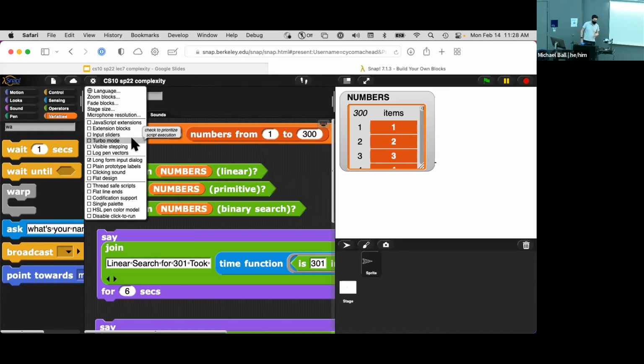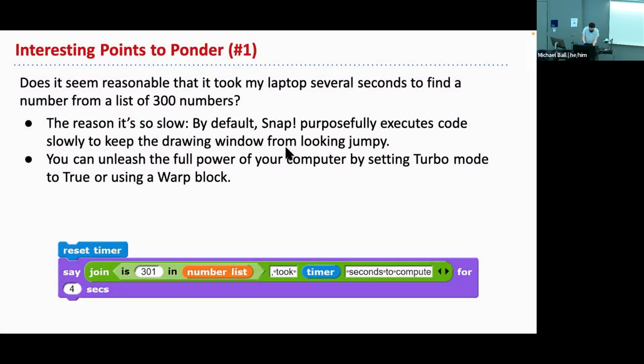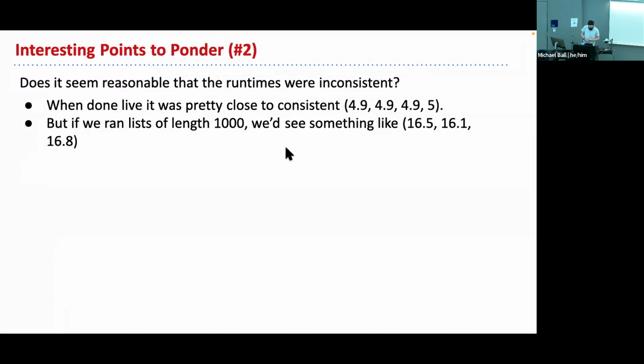And then there's also this option, turbo mode, which also changes how Snap does drawing and can speed up computation a lot. So in your own projects, turbo mode and warping are never going to change whether or not something is correct or incorrect, but they will speed up certain types of operations, especially if you're manipulating numbers and lists and things like that. So we're not using them today, to illustrate the full difference in the time that it takes to compute something.